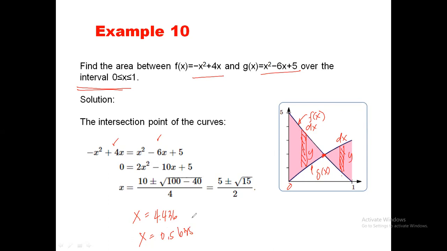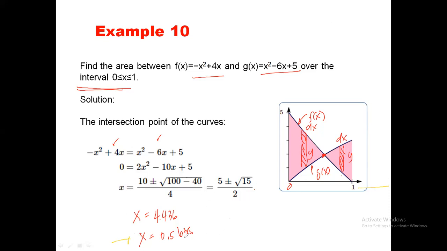563. So which of the two will you use? Since you are to determine the area on the interval 0 to 1 bounded by these two functions, this is where you're going to do validation. You cannot use this one. You can only use this one because this one is out of range already. It's in here after 1.